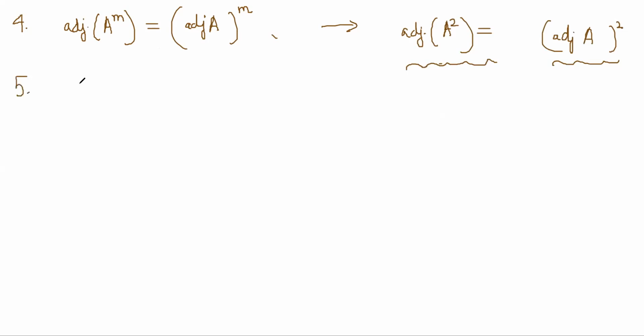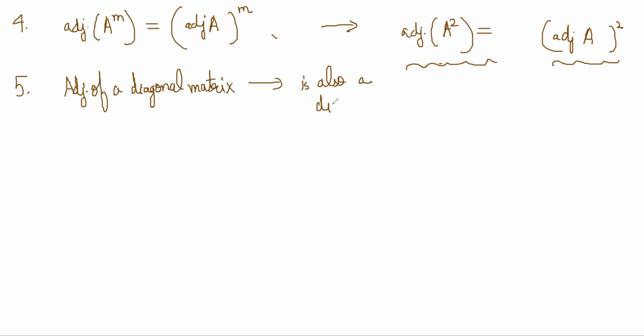Fifth property is adjoint of a diagonal matrix is also a diagonal matrix. What is a diagonal matrix? A diagonal matrix is one which has non-zero values only on the diagonal. Everything else is zero. So if there is a matrix like this, A, B, C, the adjoint of this matrix will also turn out to be a diagonal matrix. That is the property.